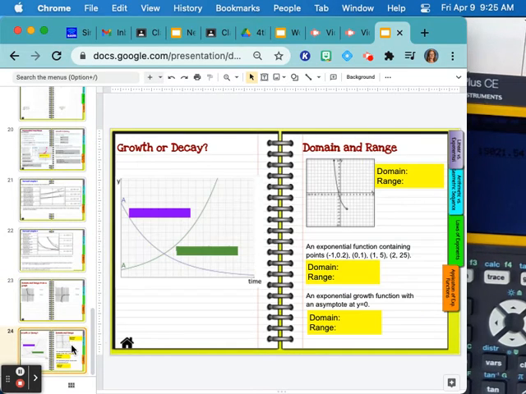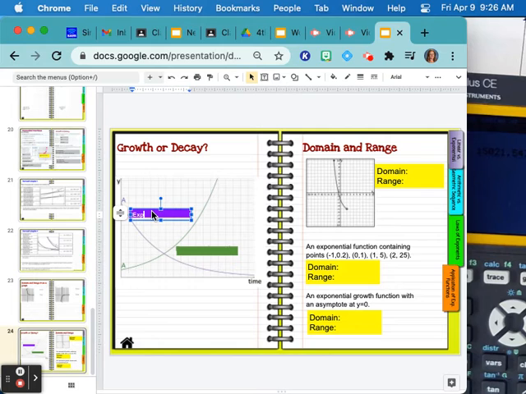And then the last thing I want to talk about real quick is we're going to do domain and range next class. So growth or decay. Let's just look at this one real quick. If the graph is going downward, that is called decay. It's kind of like if something is decaying, it's rotting away. I hate the word decay though. It's gross. So we'll put exponential decay.